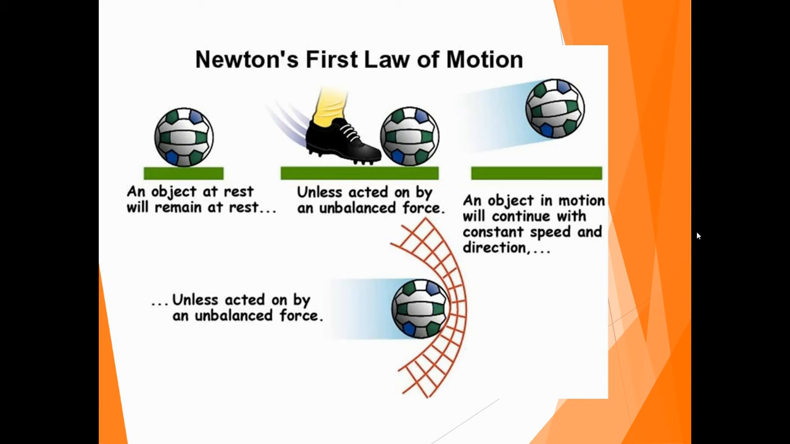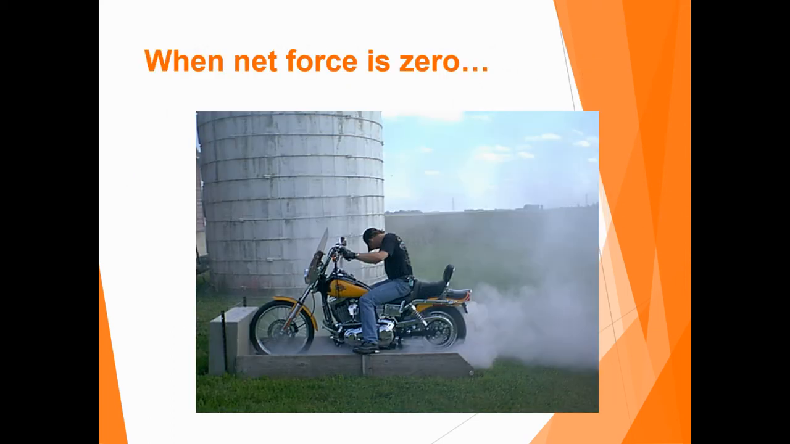An object at rest remains at rest unless acted upon by an unbalanced force. And an object in motion will continue with constant speed and direction unless acted upon by an unbalanced force. So when the net force is 0, you can see like this motorcycle here, even though the engine is obviously revving and you can see all the smoke coming out the exhaust, the motorcycle can't go anywhere because the force that's being applied by the engine to try to cause that motorcycle to move forward is being counteracted by the force of the cement block stopping it.